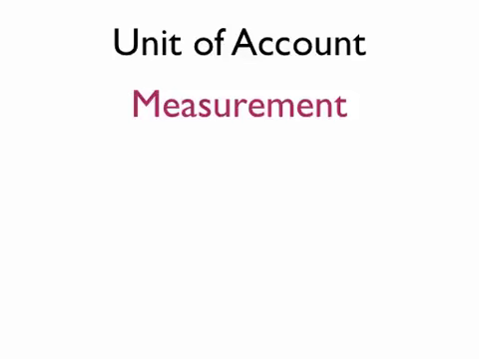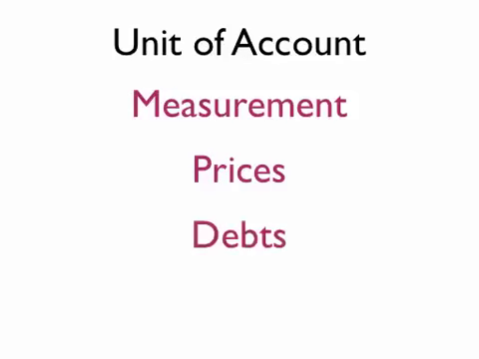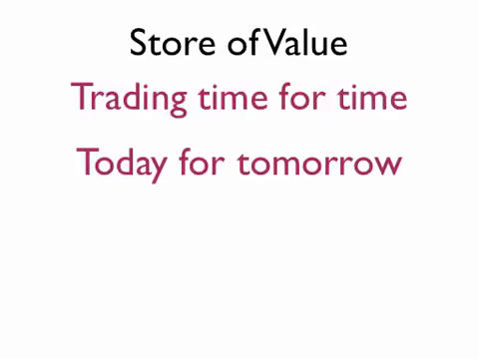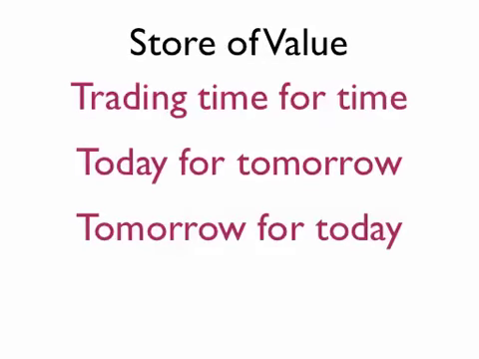A unit of account simply means it's a way that we can measure the value of things, and we do that through prices. It also allows us to establish a measurement that we can use to deal with debts and loans. The third thing is it represents a store of value. It lets us really trade time for time. As we discussed earlier, it lets us trade present value for future value, or future value for present value. I can trade today for tomorrow or tomorrow for today.